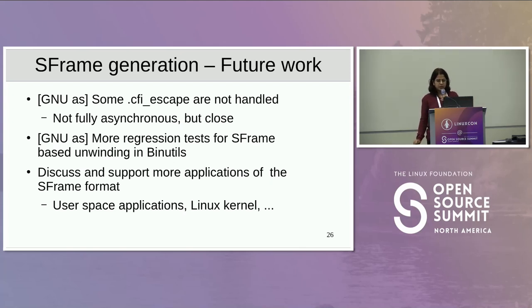So for future work, there is some work lined up on the assembler side. The GNU assembler will generate SFrame data using the CFI directives generated by the compiler, and if you specify the -gsframe flag to the assembler, it will generate the SFrame section. Now there is one .cfi directive that is being skipped at this time, which is the CFI escape.